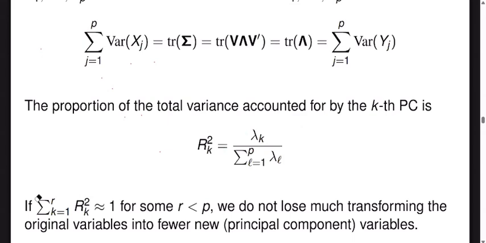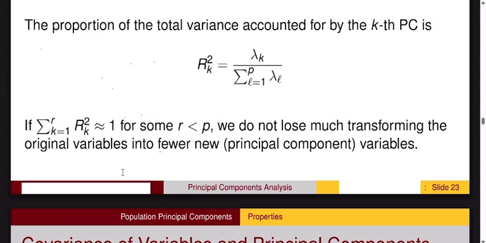But like I said, if I have P features, the number of principal components I use has to be less than P. We know that we're going to lose some information, but we do not want to lose much information.